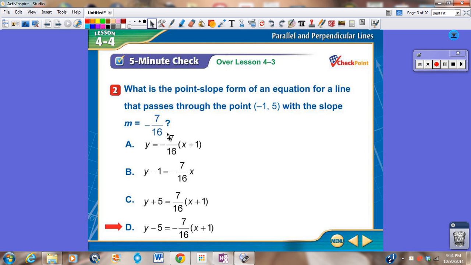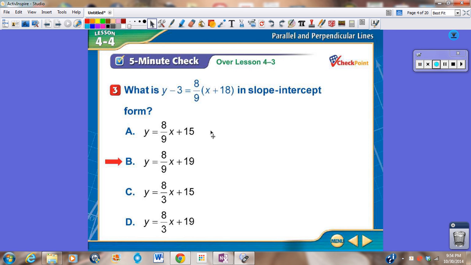Okay, so going to the next one, they're doing the exact same thing. Notice that y is 5, so when you look at these, it's going to be y minus 5, and that's the only one that would fit there. Remembering that it's y minus 5 equals -7/16 times x minus a -1. So that's the same thing as x plus 1. Okay, so that will give you D. Alright, let's just keep going.